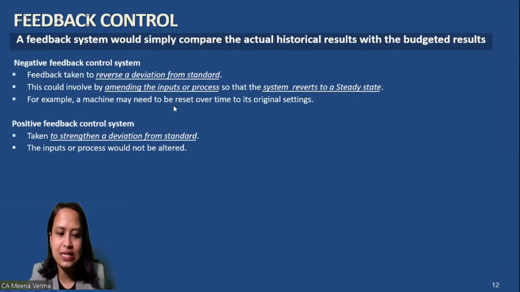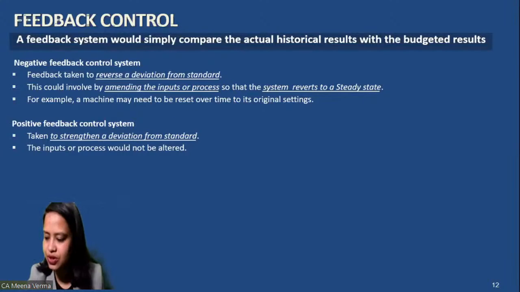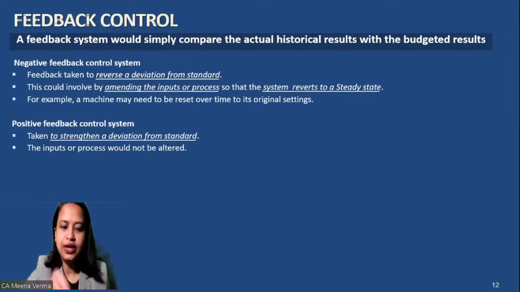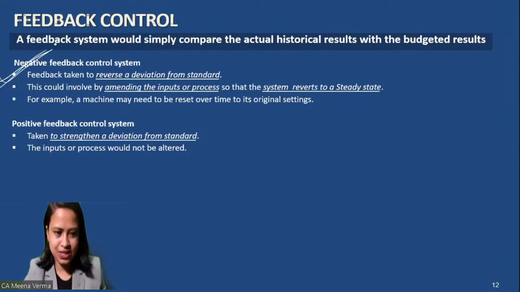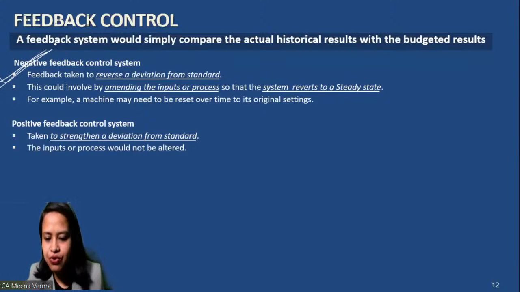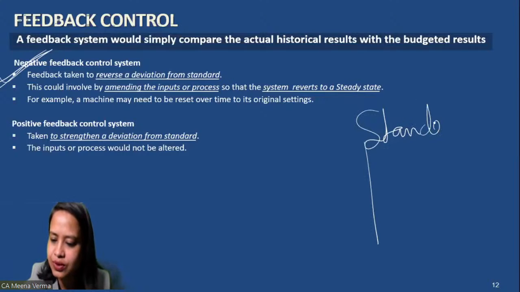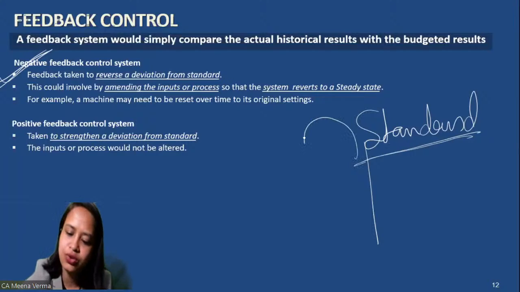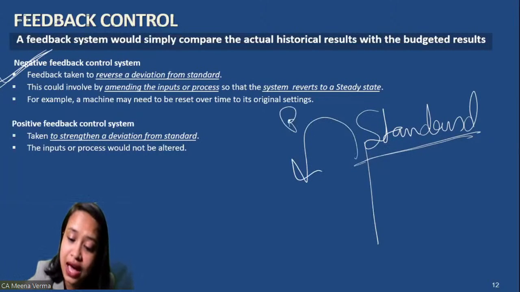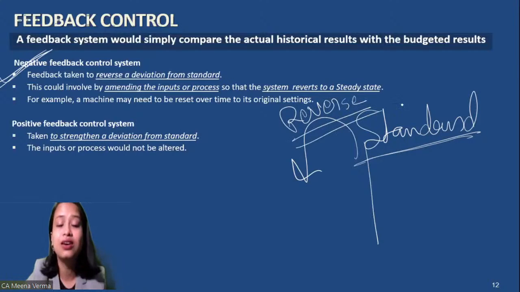Okay, now let us consider the negative feedback control and positive feedback control. Negative feedback control: feedback taken to reverse a deviation from the standard you have set for the organization. You want to reverse the standard, meaning the standard is not good and you want to reverse the actual standard which you have set for the organization.